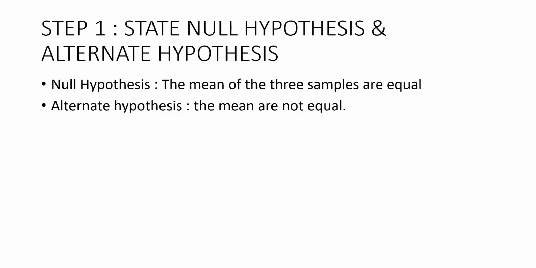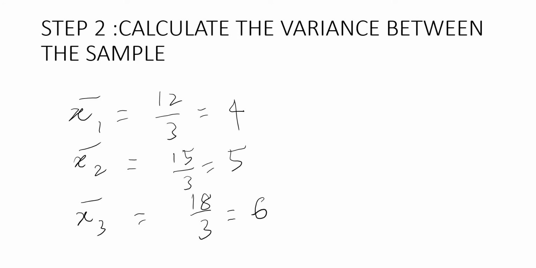Then step one, we need to state the null hypothesis and alternate hypothesis. Null hypothesis: the means of the three samples are equal. Alternate hypothesis: the means are not equal. Simple.